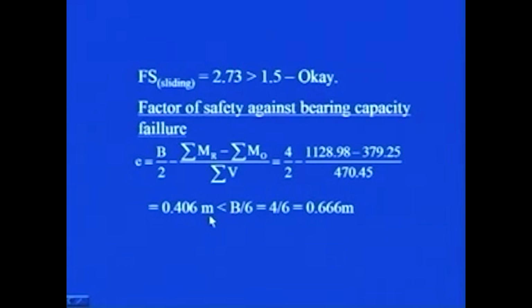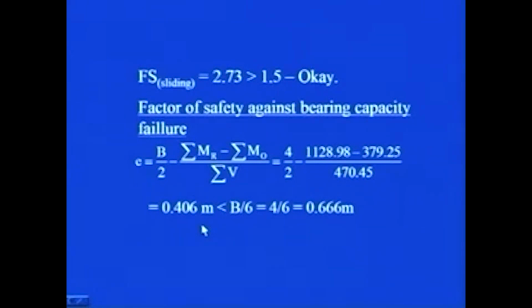All these three values we can pick simply from that particular table, and the eccentricity value worked out to be 0.406 meter. Now we have to check whether this value is greater than or less than B by 6, because if this eccentricity comes out to be more than B by 6, then there will be development of tensile stress, which is not at all desirable as the soil is very weak in tension. Here B is 4 meters, so B by 6 is 0.666 meters, which is more than this eccentricity e. That means there is no development of any tensile stress.